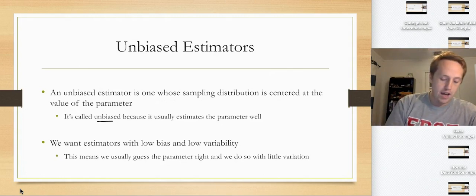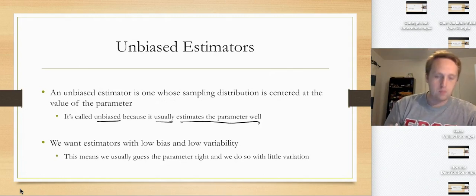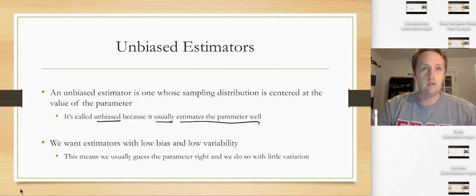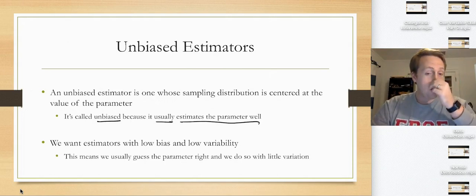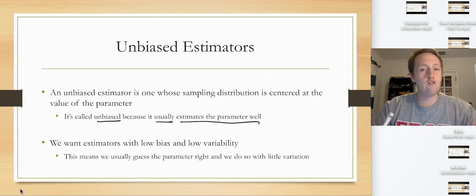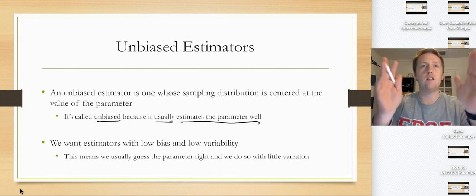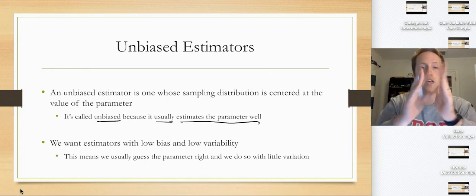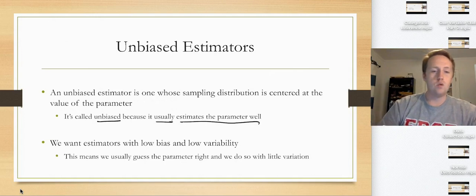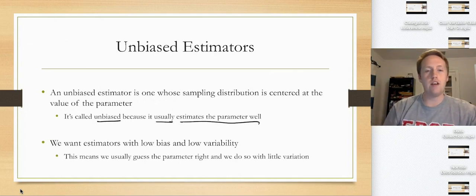It's called unbiased because it usually estimates the parameter well, so it's not centered somewhere else. We want estimators with low bias as well as low variability. Low bias means that we're typically guessing the right one. Low variability means we usually guess the right one, right? So we want to guess the parameter right with little variation.